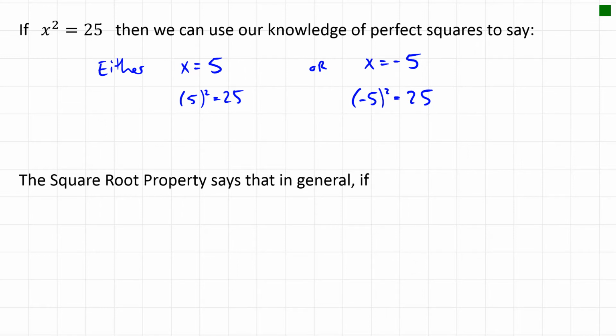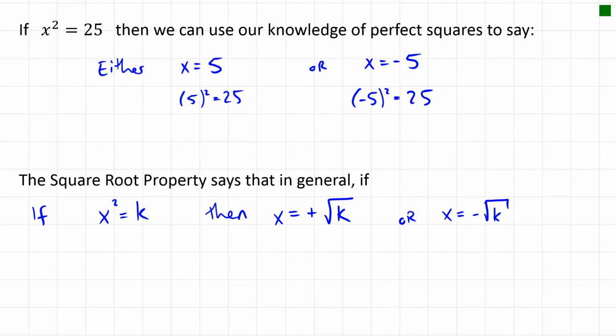The square root property in general says that if you have something like x squared equals k, then x is either equal to the positive square root of k, or x is equal to the negative square root of k. So just like above, x is either the positive square root of 25, which is 5, or it's the negative square root of 25, which is negative 5. One way we can write this, and you'll see it written this way commonly, is that x is equal to positive or negative root k.